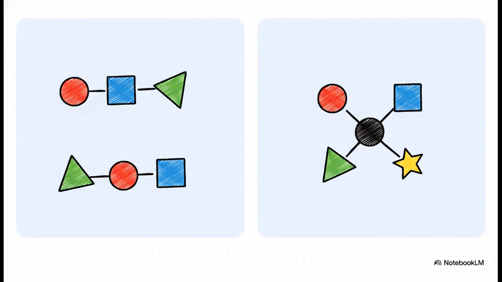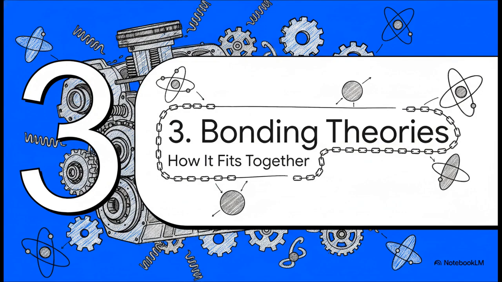On the other hand, we have stereoisomerism. Here, the connections are exactly the same, but the 3D spatial arrangement is totally different. That gives us geometrical cis and trans forms, or even optical mirror images. So same exact ingredients, completely different structures. Pretty wild, right? All right, let's pop the hood.